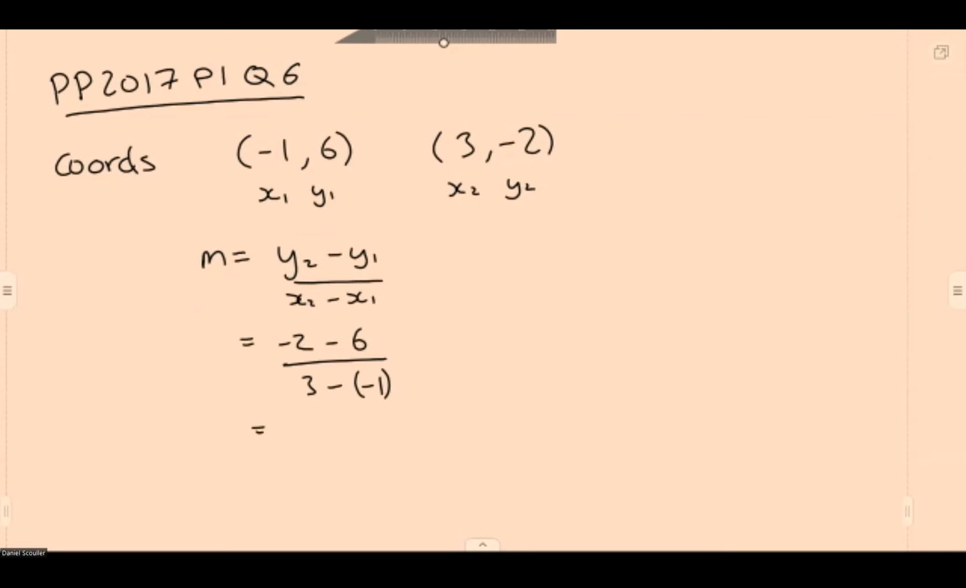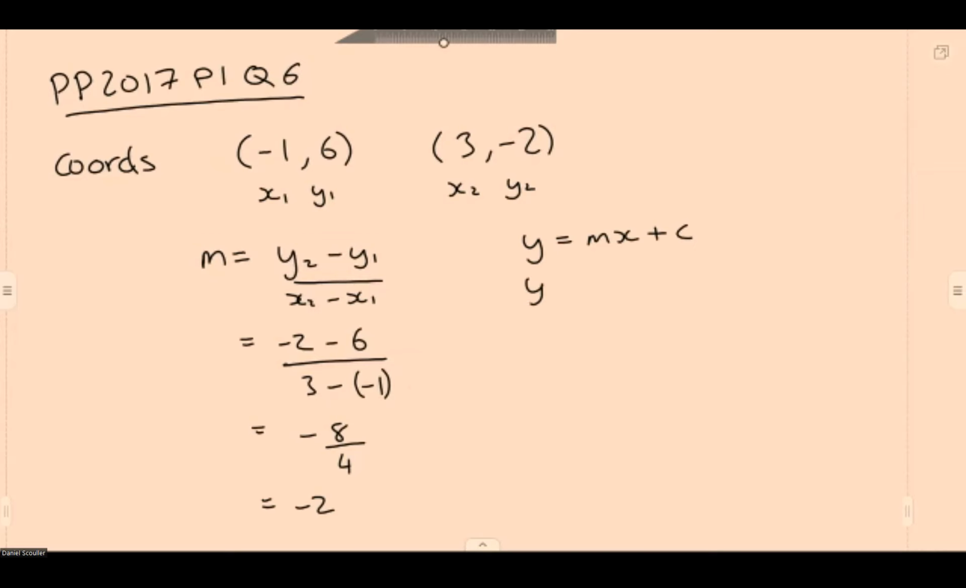So that's -8 on top, and was it 4 down there? Leave yourself with -2. This denominator part where you're taking away a negative, a lot of mistakes come from there. Just be very careful with that. So essentially that turns into 3 plus 1. You're left with -8 at the top divided by 4, and you're left with -2. That gives you the m that goes in your y equals mx plus c.